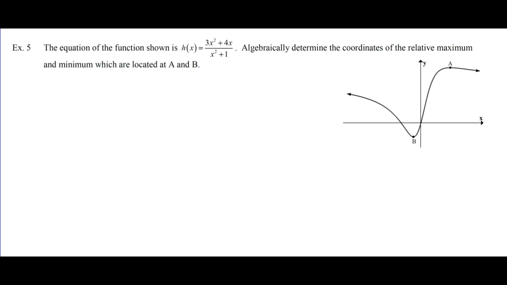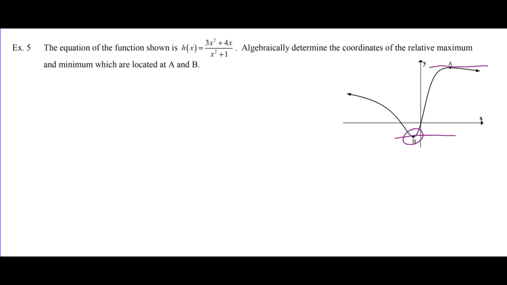Example 5. The equation of the function shown is h of x is 3x squared plus 4x over x squared plus 1. Algebraically determine the coordinates of the relative maximum and relative minimum. So what's happening here? How do we know where this is? What do we know about the slope of the tangent line at this point? The slope is equal to 0.